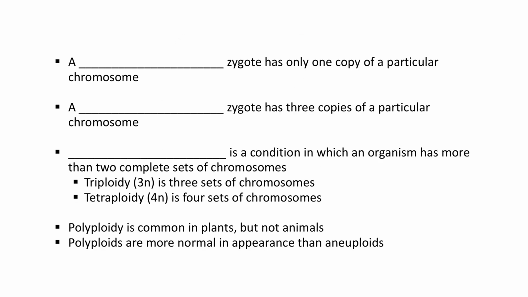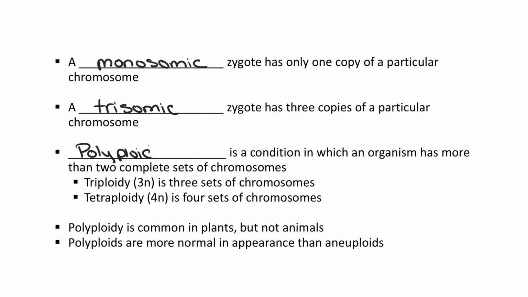If a zygote, which is formed by the fertilization of the egg and the sperm, has only one copy of a particular chromosome, it is known as monosomic. If that zygote has 3 copies of a particular chromosome, it is known as a trisomic zygote.